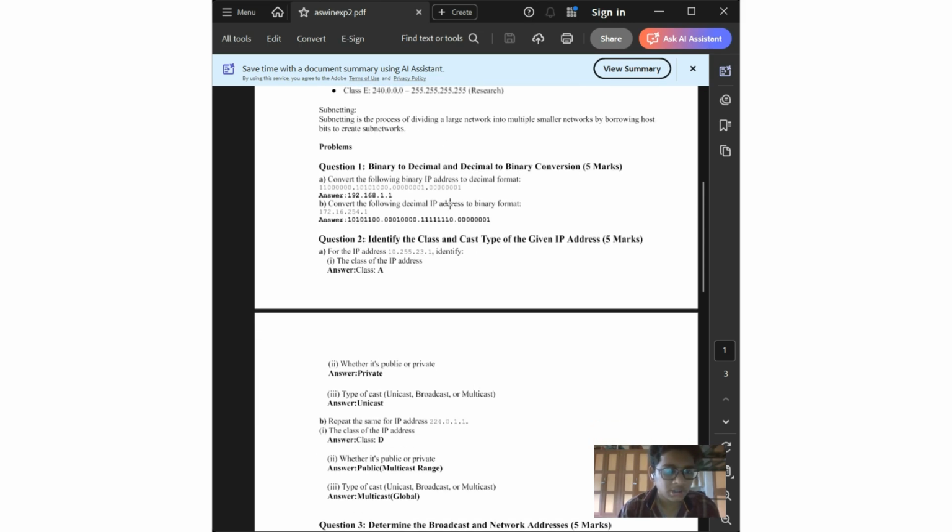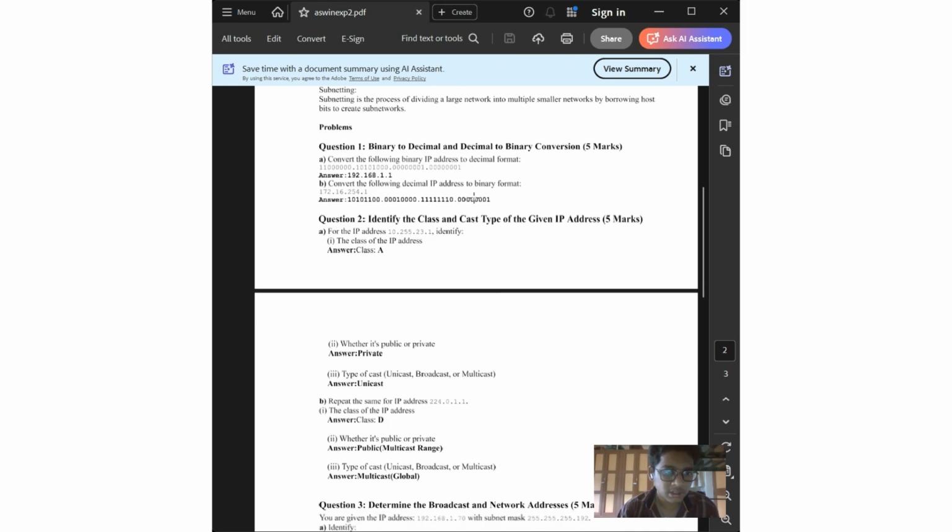Subnetting is the process of dividing a large network into multiple smaller networks by borrowing host bits to create subnetworks. Then some problems are given: binary to decimal and decimal to binary conversion. Convert the following binary IP addresses to decimal format. We should convert them to decimal format. In another question, the decimal format is given, and from this we are going to convert it to binary IP addresses.